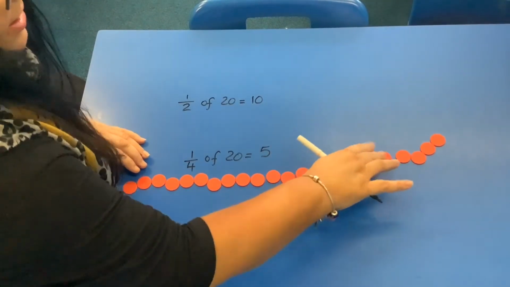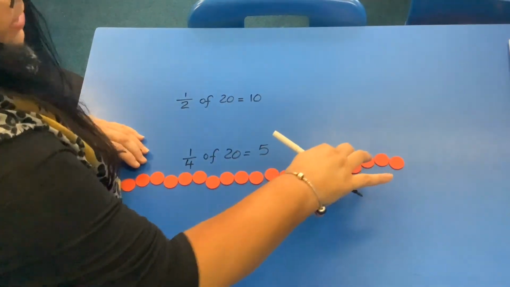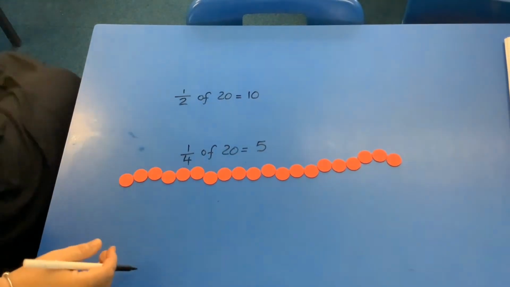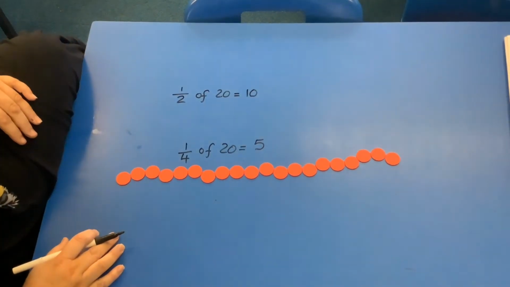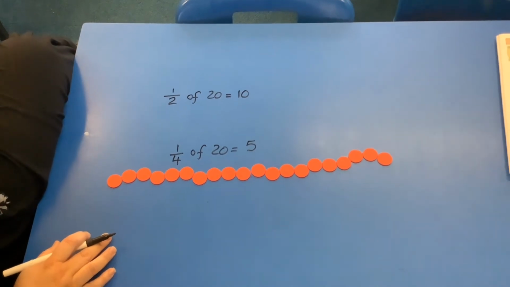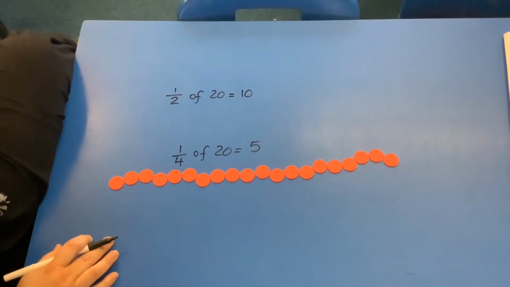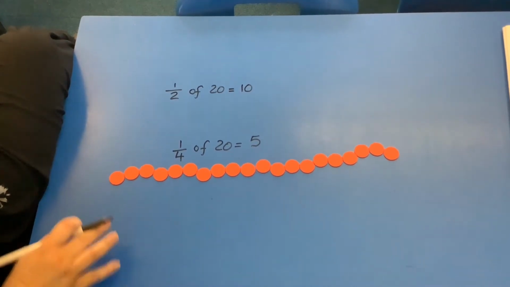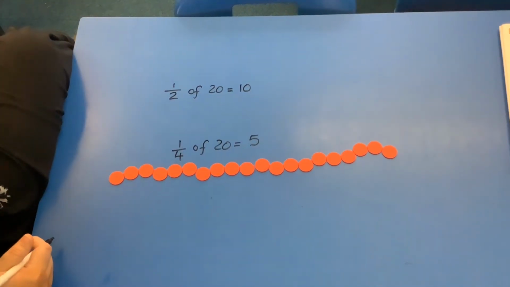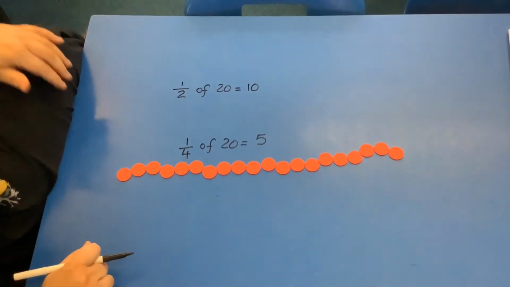Now I did put some counters in your pack, so you should have some counters there. But if you haven't got them or you haven't got enough counters, just think about what you could use around your house. Maybe you've got Lego bricks, maybe you've got teddies, maybe you've got dried beans. If you need to be counting them out, just go and collect 20 smallish items that you can manipulate around.